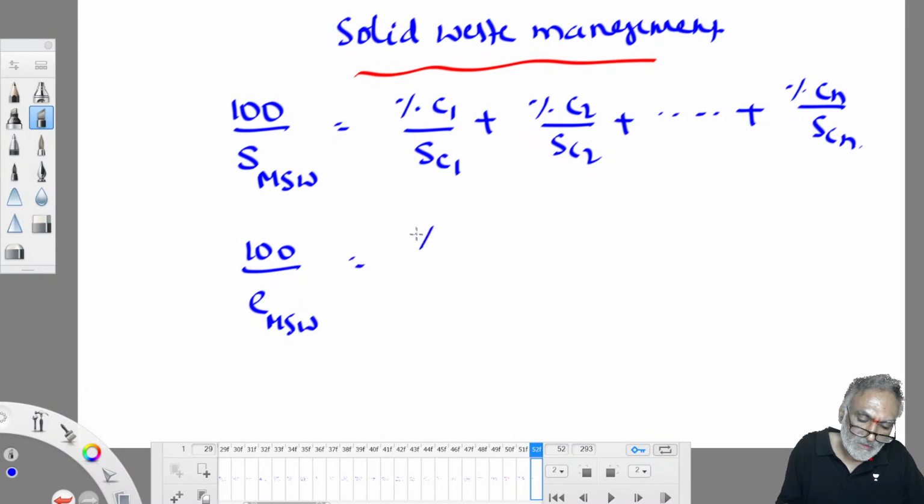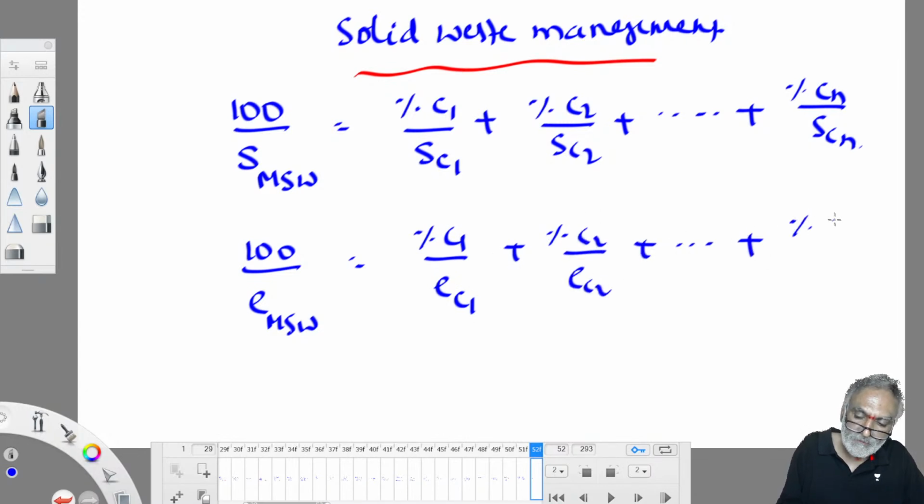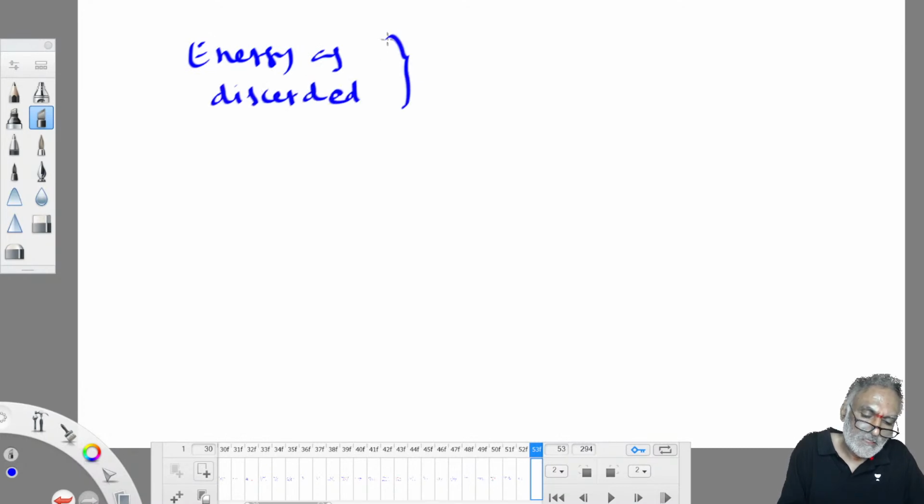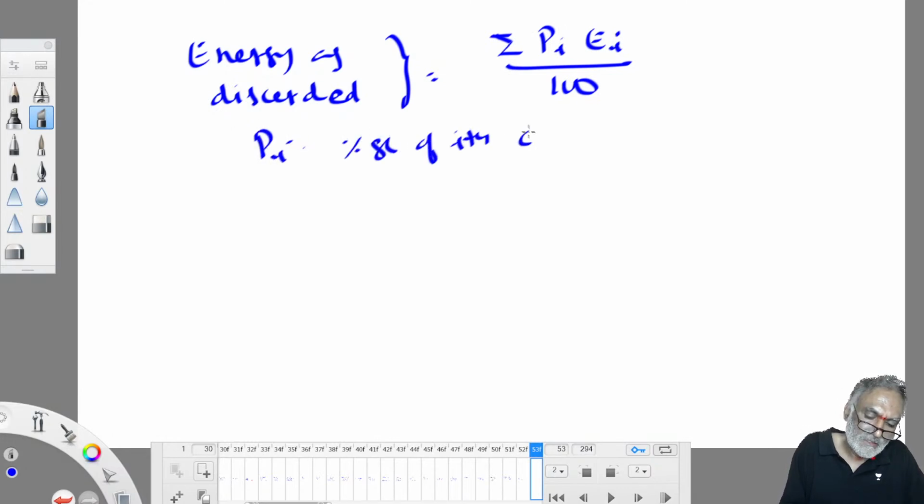Density of municipal solid waste is equal to percentage of component 1 by density of component 1, percentage of component 2 by density of component 2, and so on. This is one question they are asking. Then the second question is energy content. They are asking energy as discarded. Formula is there. It is sigma Pi into energy of individual components by 100. Pi is equal to percentage of ith component present in MSW.